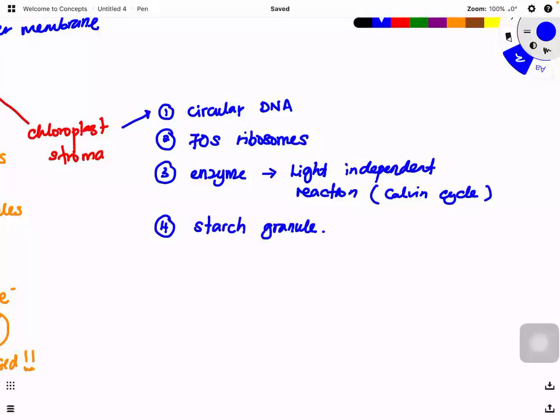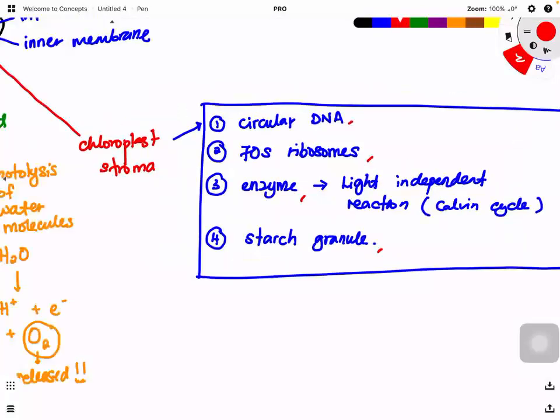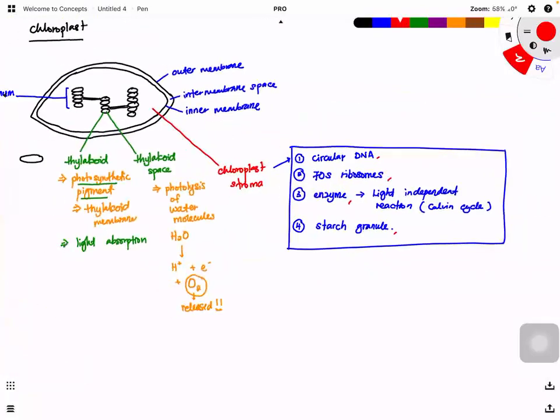So these four items, at this topic, we need to know. This is very important. If you forget the name of the Calvin cycle, it's okay to say enzyme at this moment. Are you clear? So chloroplast stroma consists of circular DNA, 70S ribosome, enzyme involved in the reactions, and also starch granule. If you need to take a photo, you can.